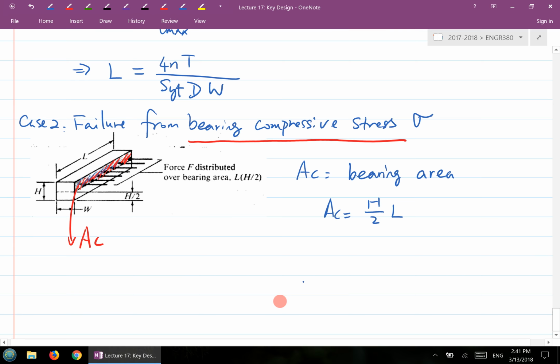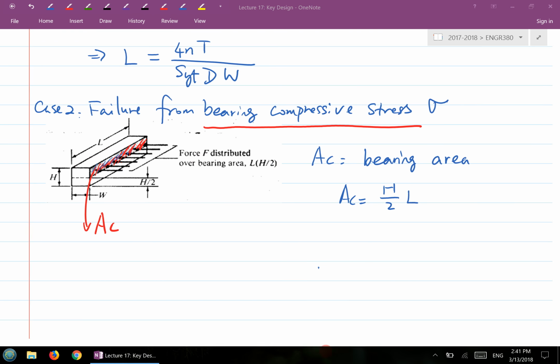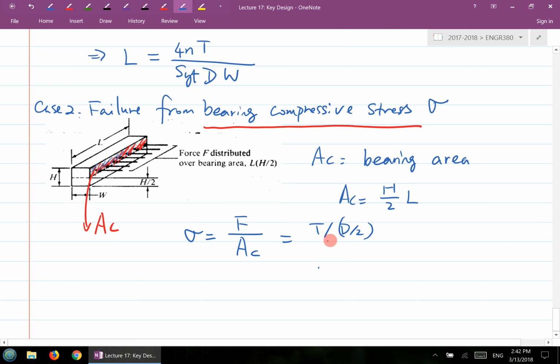And then the bearing compressive stress sigma is simply equal to F over AC. F is equal to T, the same as before, T divided by half of the diameter, and then divided by H over 2 times L. This simplifies to 4T over D L H.